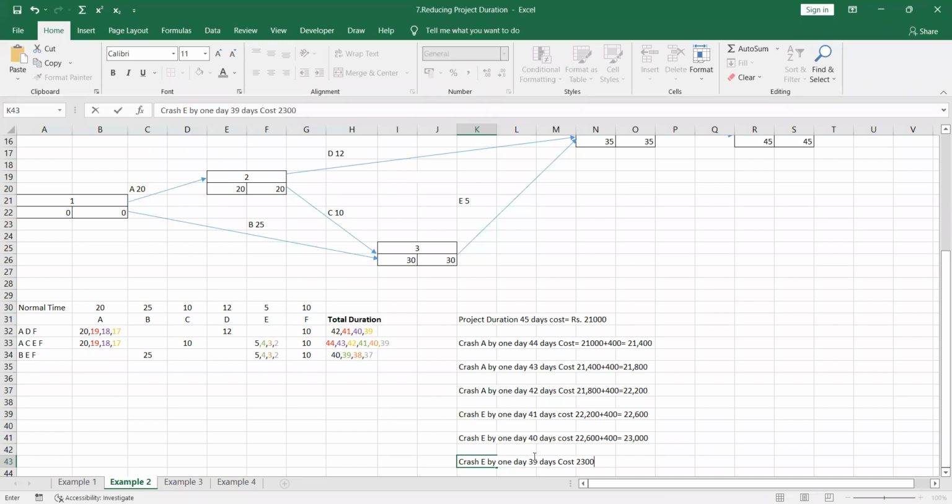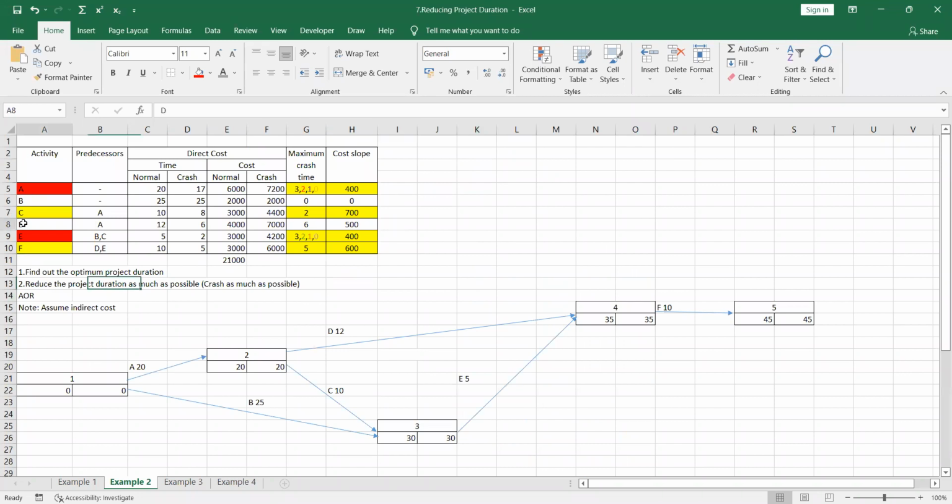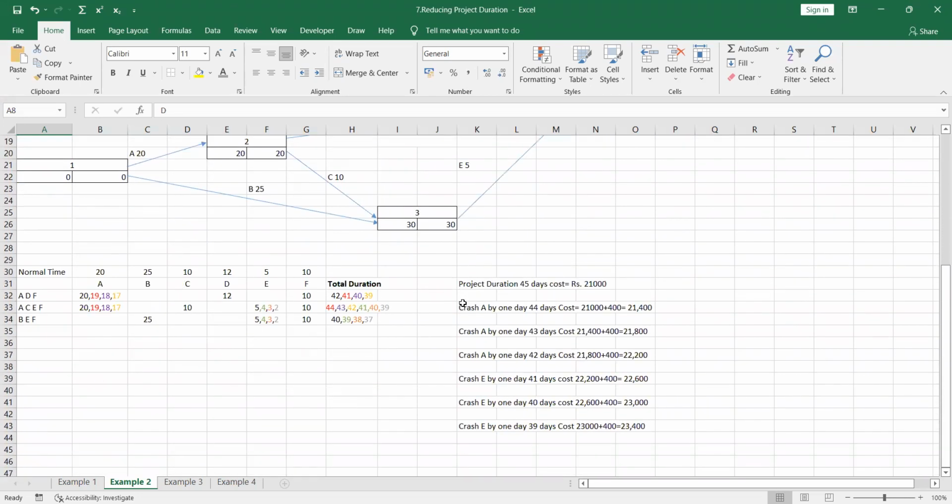Cost is 23,000 for the previous. For that cost, you have to add this 400 cost slope. That means 23,400 is the cost. Now we have find out ADF, ACEF. Both are critical path now because both are having 39. ADF, ADF. So D is also now critical path. Therefore, I have highlighted. And ACEF, the previous one, right? So what is the activity now you are going to crash?